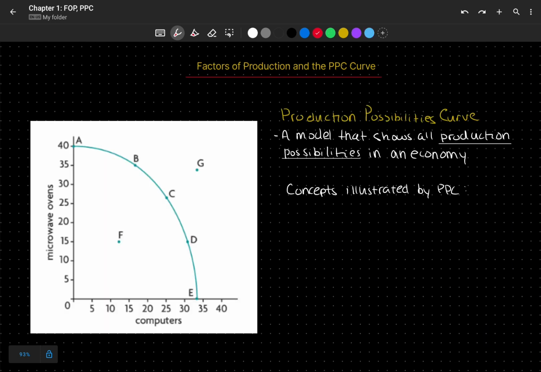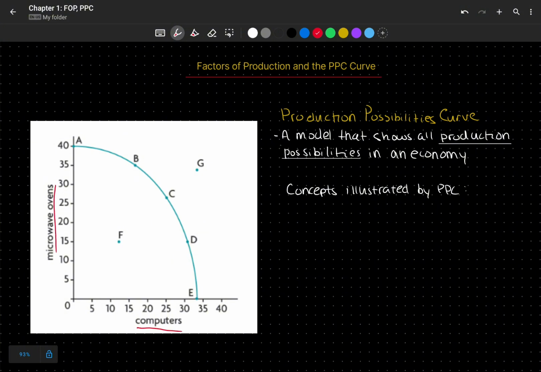Okay, so now moving on to the PPC curve, or the production possibilities curve. The PPC is an economic model. It's one of many economic models, and with any model comes many assumptions. And the main one for the PPC curve is that the economy only produces 2 goods. So in this case, the economy produces computers or microwave ovens, and it doesn't produce anything else.